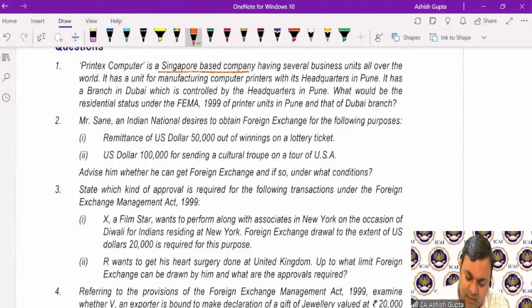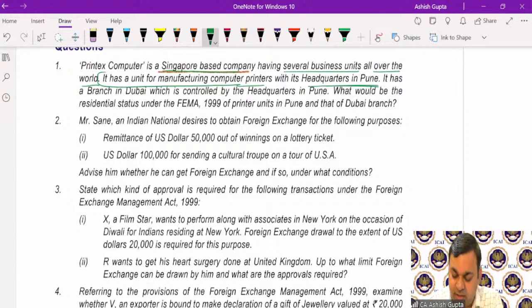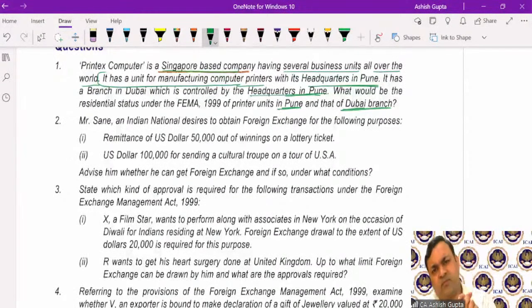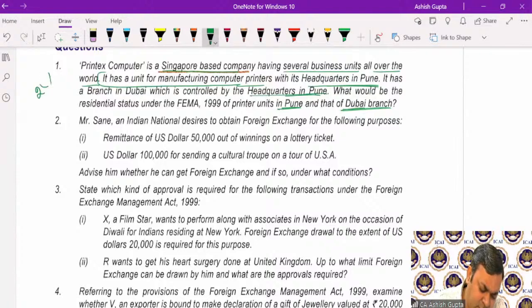Printex Computer is a Singapore-based company having several business units all over the world. It has a unit for manufacturing computers with its headquarters in Pune. It has a branch in Dubai, which is controlled by the headquarters in Pune. What would be the residential status under FEMA for the Printex unit in Pune and that of the Dubai branch? Pune is situated in India, so that can be treated as a person resident in India, and Dubai is controlled by the Pune branch, so that is also a person resident in India. This is the definition as prescribed; you can refer to Section 2(v).